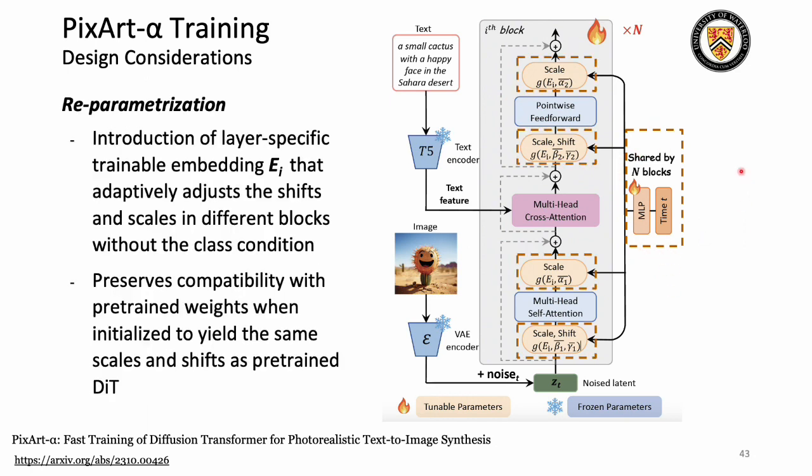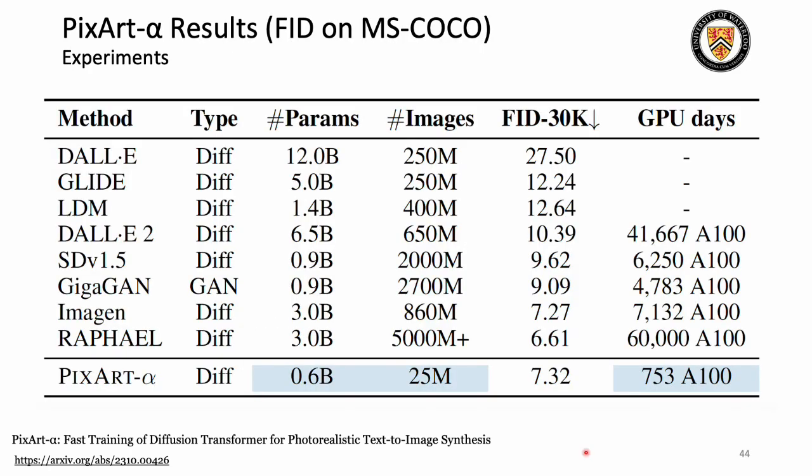So to adapt to this new structure, layer-specific trainable embeddings are introduced to adaptively adjust the shifts and scales in different blocks without the class condition. So this preserves the compatibility with pre-trained weights when initialized to yield the same scales and shifts as the pre-trained diffusion transformer. So here are some experimental results on the MS-COCO dataset comparing the FID scores with other state-of-the-art models.